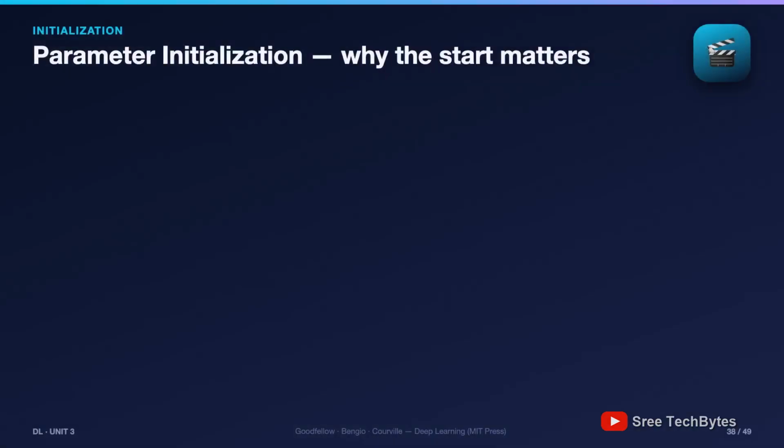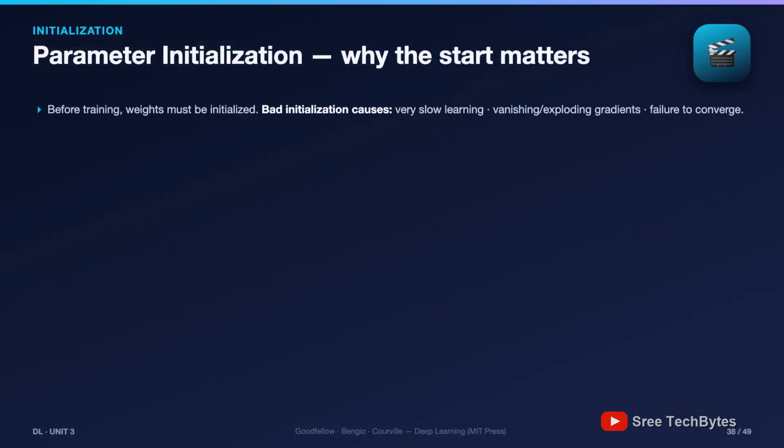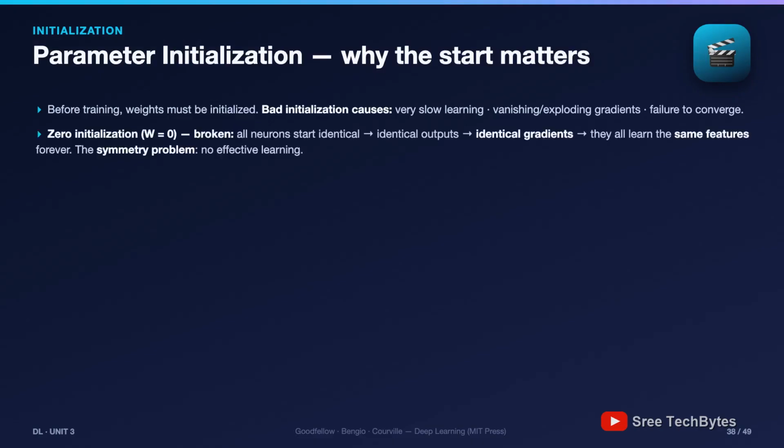Before training begins, every weight needs a starting value. And that choice matters far more than it looks. Attempt 1: initialize everything to 0. Sounds neutral, clean, and it's a complete disaster. Here's the chain, follow it carefully. Identical weights produce identical outputs, which produce identical gradients, which produce identical updates, so the weights remain identical forever.